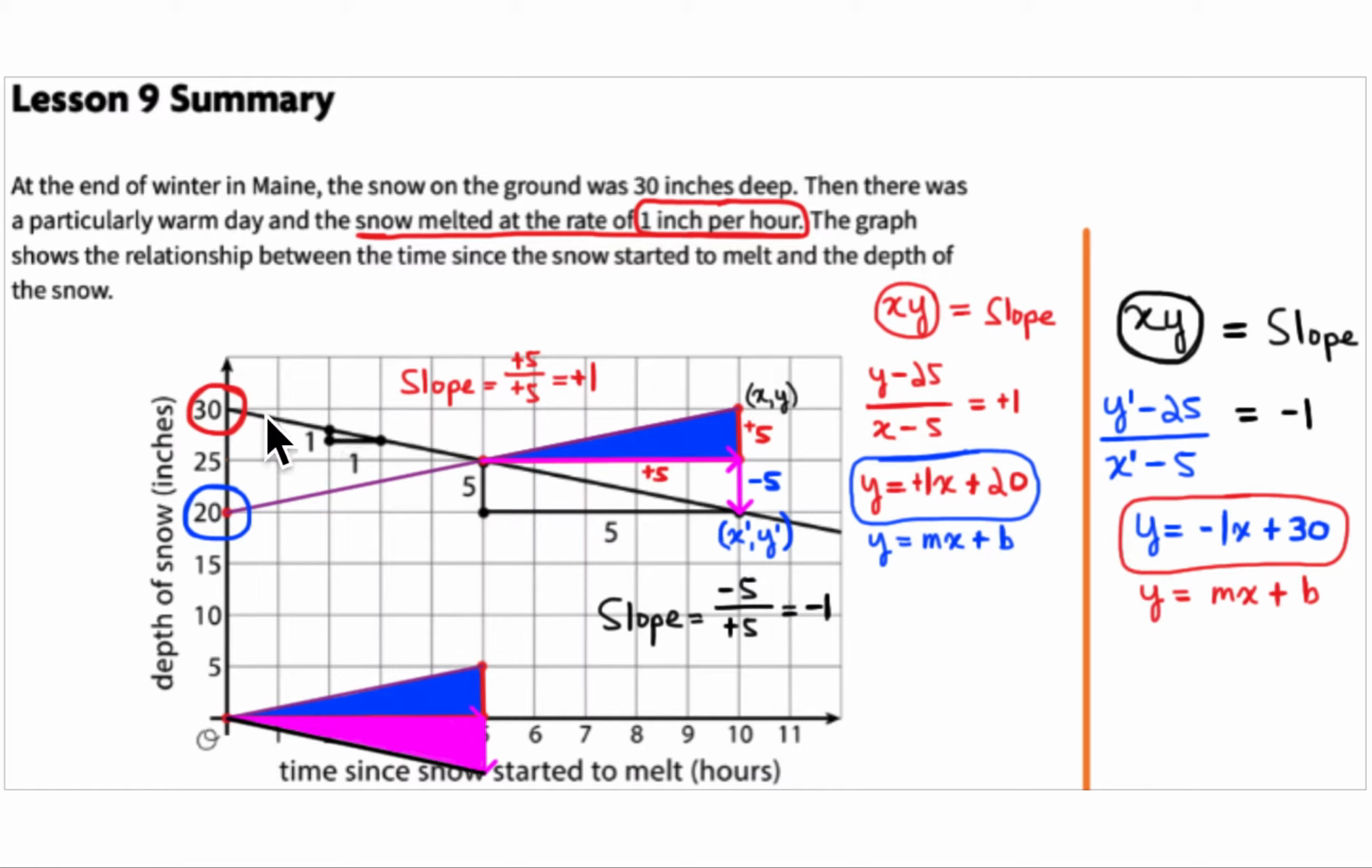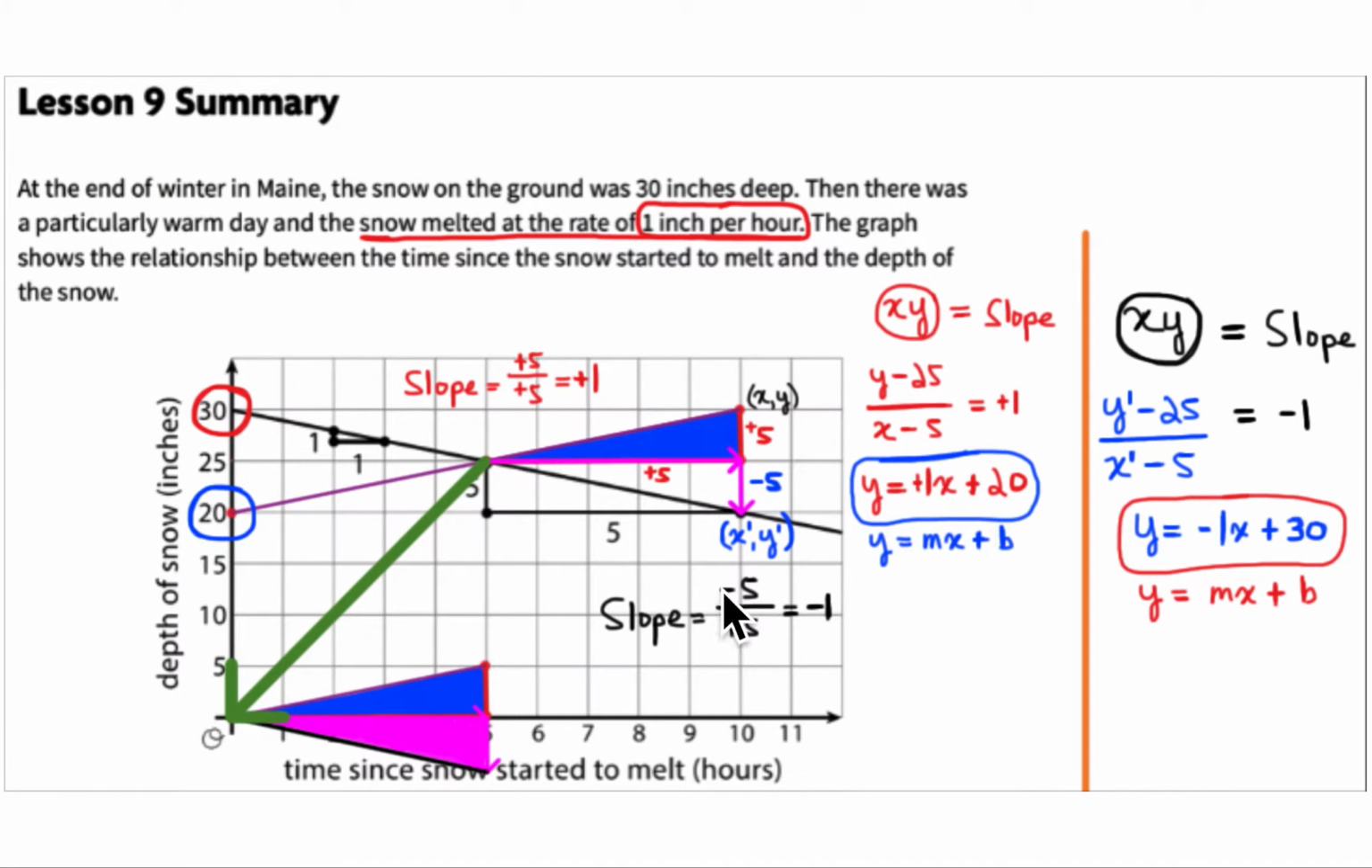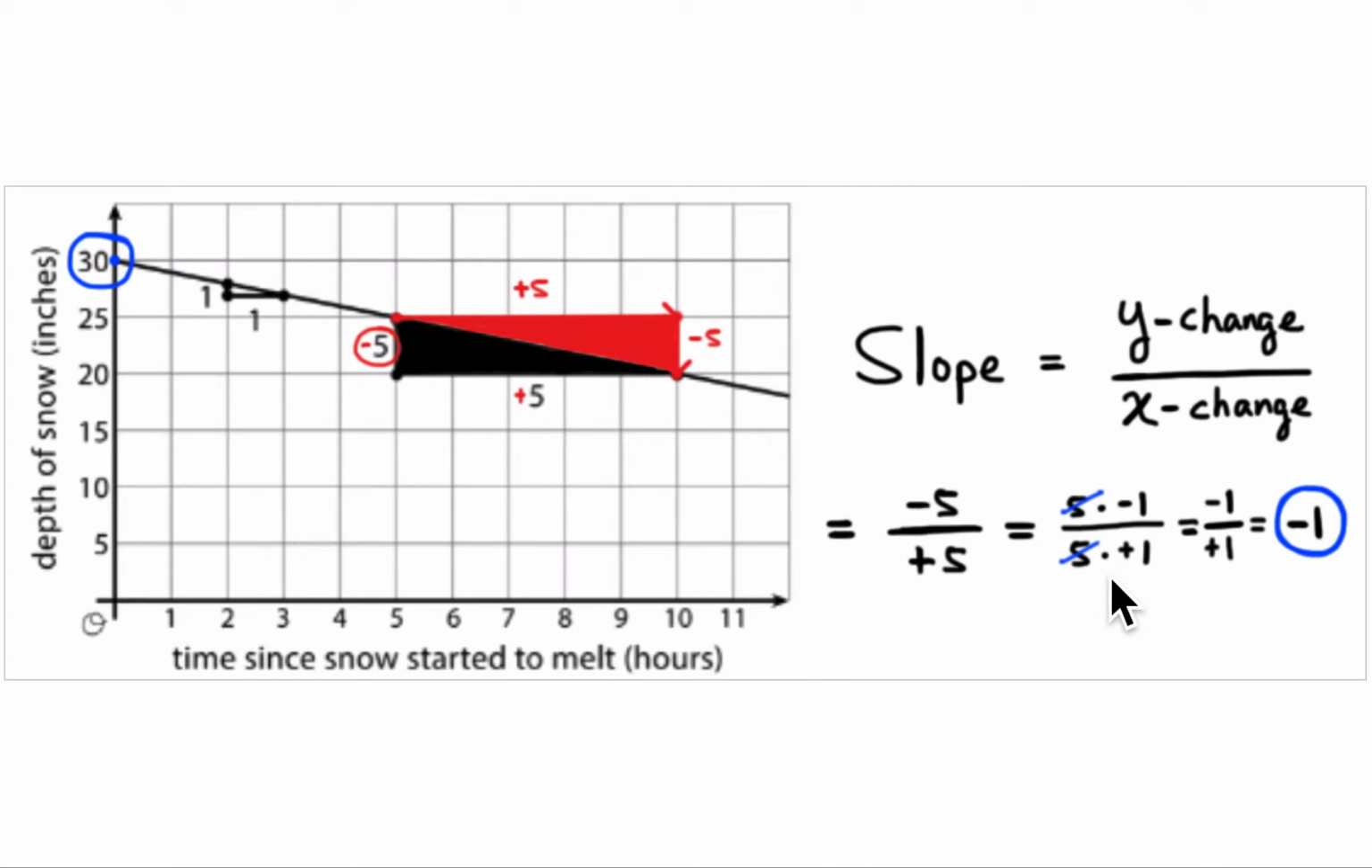So this has a negative slope, starts in the upper left, goes to the lower right, and this line has a positive slope, starts in the lower left and goes to the upper right. And the idea is to move this vertex from this point to this origin so that you can figure out the equations for both of these lines.